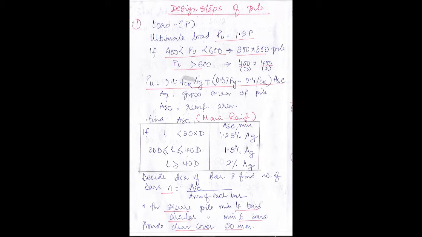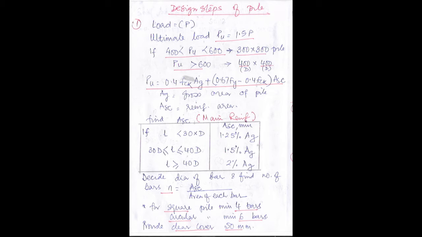Now if PU, that is the ultimate load, lies between 400 to 600 kilonewton, then you can assume a pile of 300 by 300 square cross section. But if the PU is more than 600, then you can go for a 400 by 400 millimeter square pile foundation.